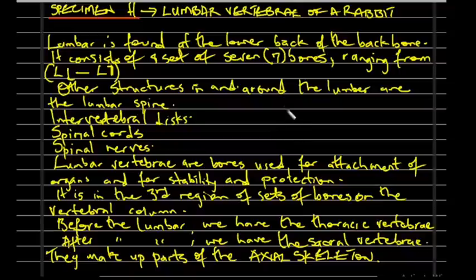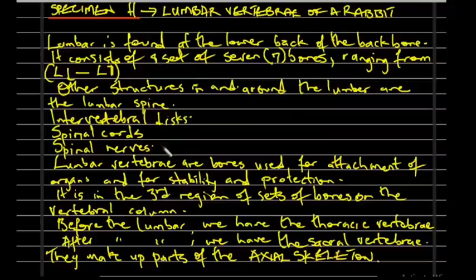In the spinal region, or in the backbone, we have 5 sets of bones. The first one is the cervical, followed by the thoracic, and then we have the lumbar, which is the one we're talking about right now. The fourth one is the sacral, before we have the last one, which is the caudal, that is the tail bones. They all make up parts of the axial skeleton.